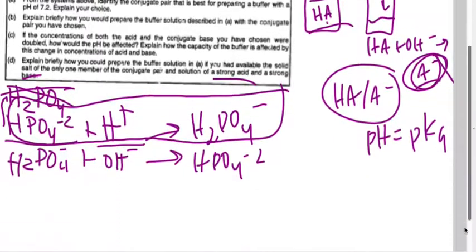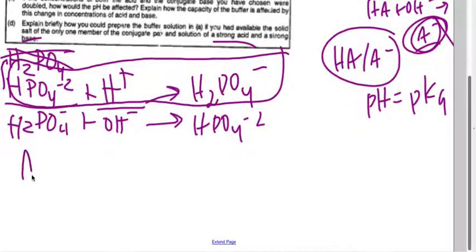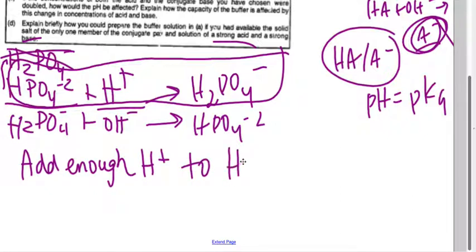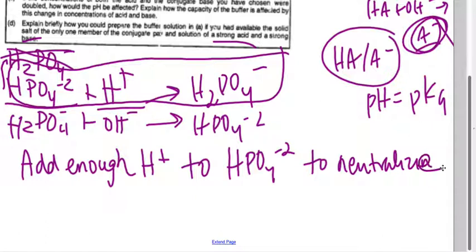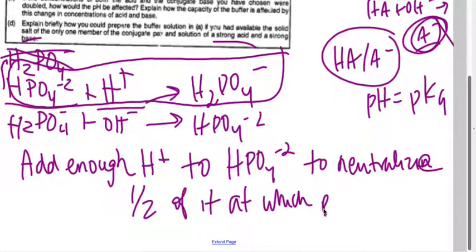Now, we got to get a little more detailed. We would add enough H plus to which one again? HPO4 minus 2 to do what to it? How much of it? To neutralize. Aren't we neutralizing? Yep. To neutralize half of it. At which point, what's true at that point? Sexy. pH equals pKa. And there you have it.